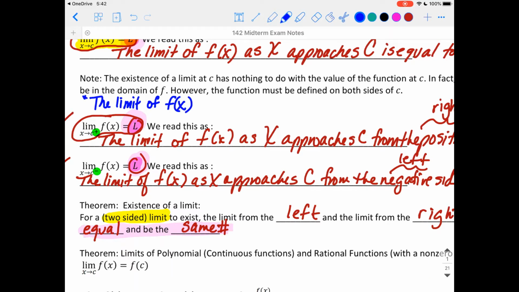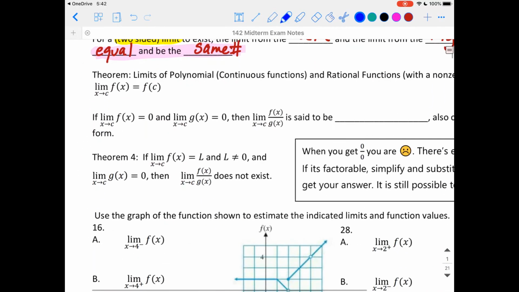In essence, we're looking for the y value at that particular point. So very important. Okay, so let's continue here.